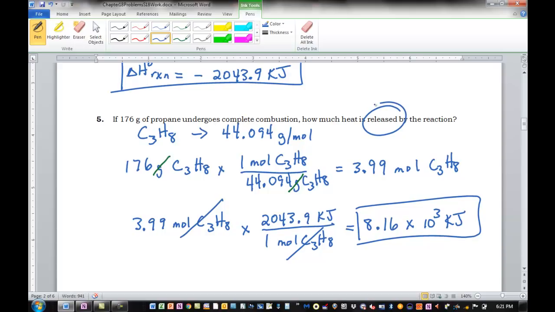How much heat is released? Our sign's taken care of. It is a positive amount of energy that is released. That negative sign for delta H is just telling us direction of heat flow. Okay, so watch for that.